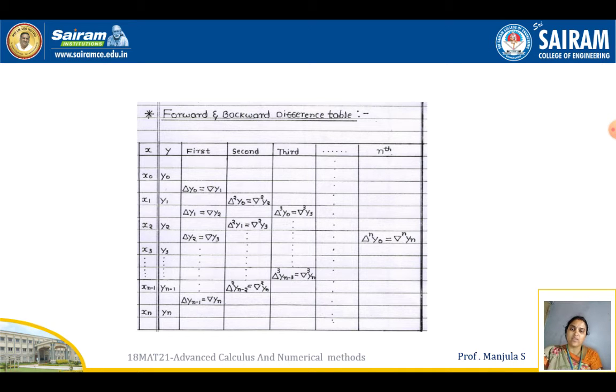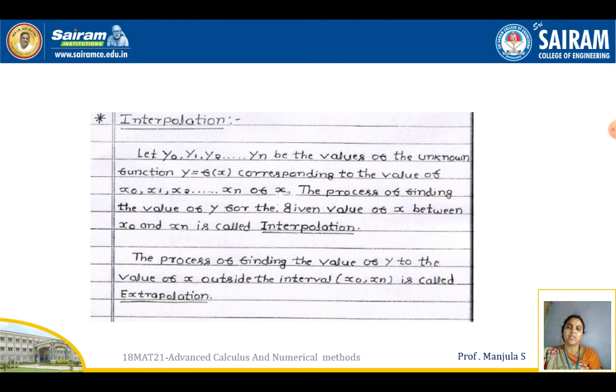The backward difference is similar: nabla y1, nabla y2, nabla y3 and so on up to nabla yn. The second is nabla square y2, nabla square y3 and so on up to nabla square yn, and the third is nabla cube y3 up to nabla cube yn, and so on. The last value will be nabla n yn. So these are the terms denoting the values in the forward and backward difference tables. Next we'll see interpolation.